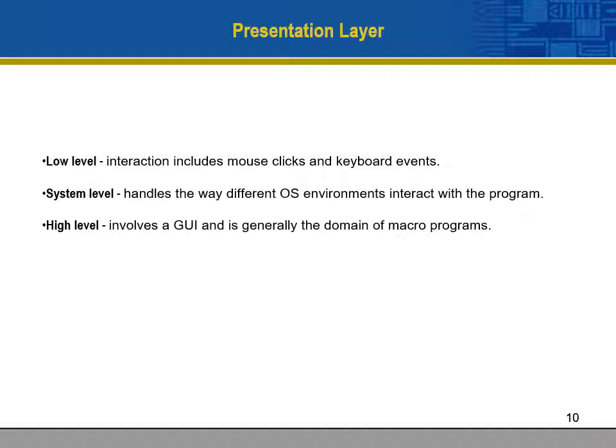And when you talk about the presentation layer, you have these levels here. In the presentation layer, low-level interaction includes mouse clicks and keyboard events, such as those handled by a script. High-level interaction involves a GUI and is generally the domain of macro programs. The difference between the low and high levels is generally defined by the sophistication of the macro or script language.